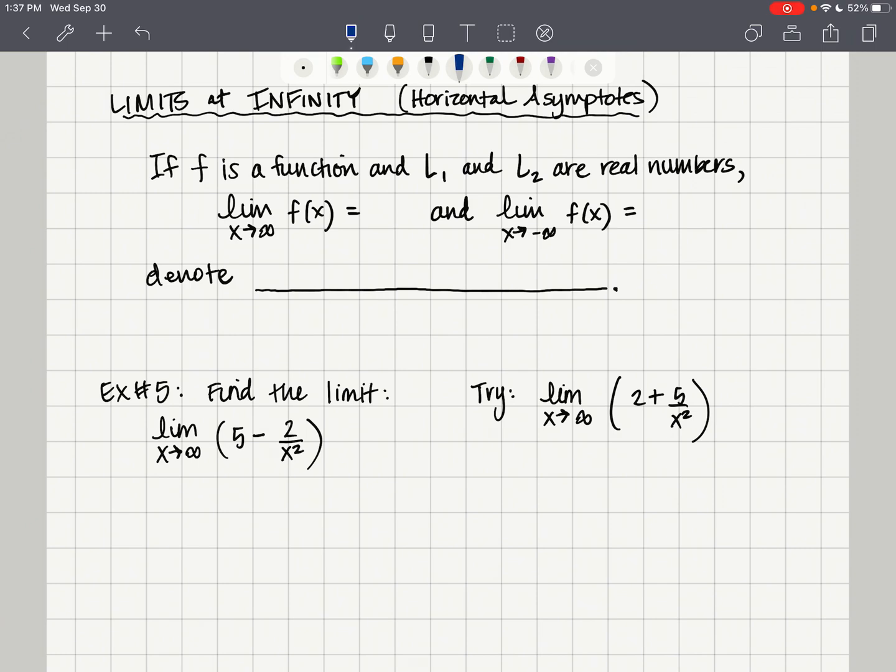So here's a definition. If f is a function and L1 and L2 are real numbers, remember we use capital L to show limits, so those are numerical limit values, then the limit as x approaches infinity of f of x is L1, and the limit as x approaches negative infinity of f of x is L2. Those denote horizontal asymptotes.